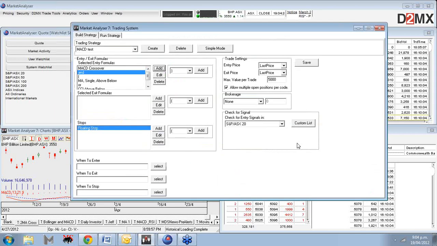So for those of you that have been using MA6, it is very similar. It's essentially exactly the same as what you were using in the previous version, MA6 or MA Pro.